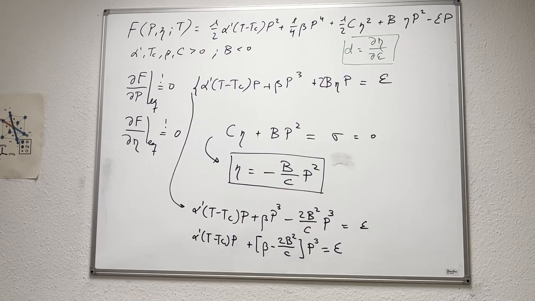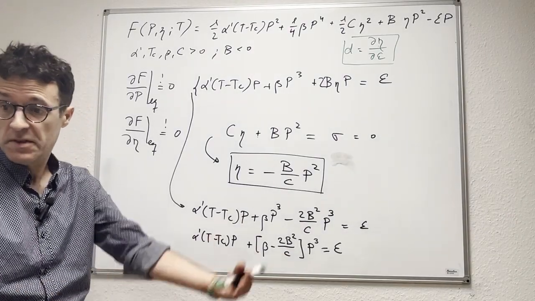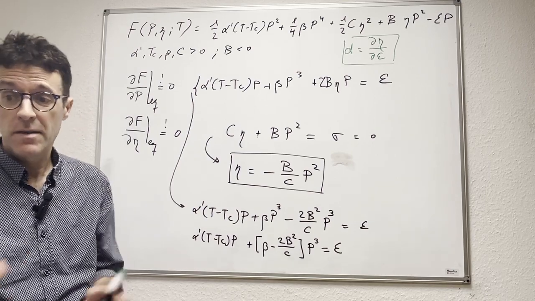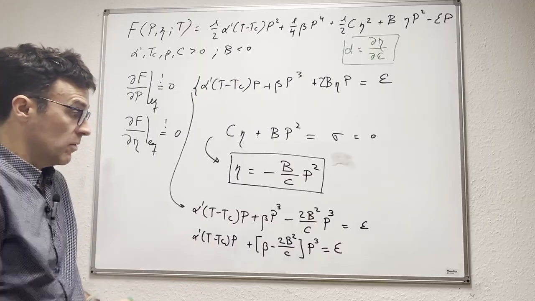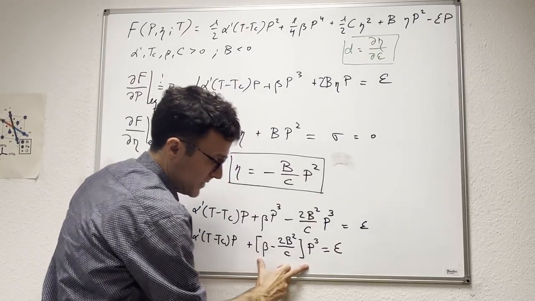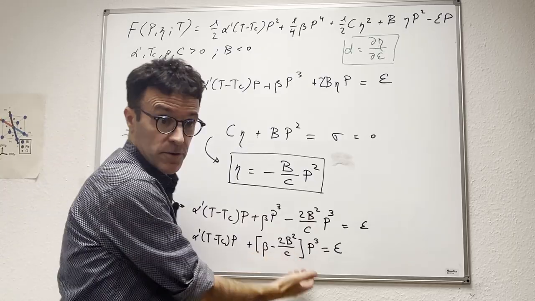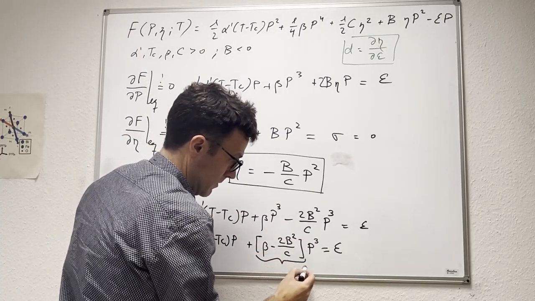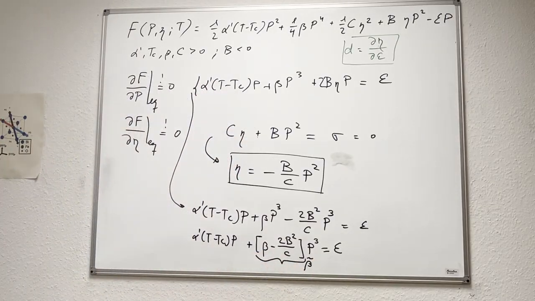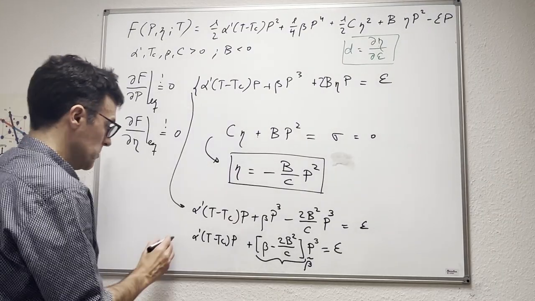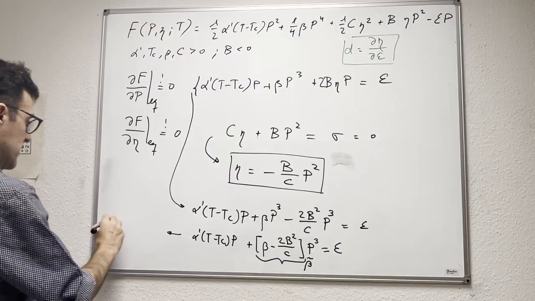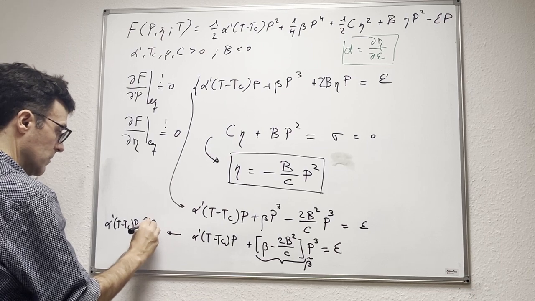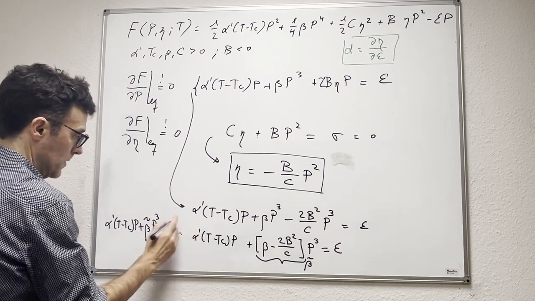So formally, the equation of state for my system in which the strain can relax to help accommodate polarization is exactly the one I had before without the strain, but with the difference that this coefficient is not beta, it's beta minus 2B squared over C. So let me call this guy beta tilde, and say that simply my equation of state of my system with a strain is this: beta tilde P to the cube equals the electric field.